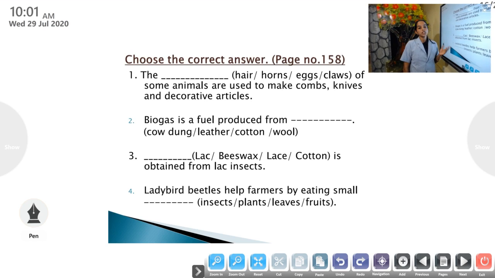Now, all of you open your textbook, page number 158. The dash of some animals are used to make combs, knives and decorative articles. Four options are here: hair, horns, eggs, claws. Which is the answer? Yes, horns. Second one, biogas is a fuel produced from dash: cow dung, leather, cotton, wool. Answer is cow dung. Third one, dash is obtained from lac insects. Options are lac, beeswax, lace, cotton. This answer? Yes, lac.